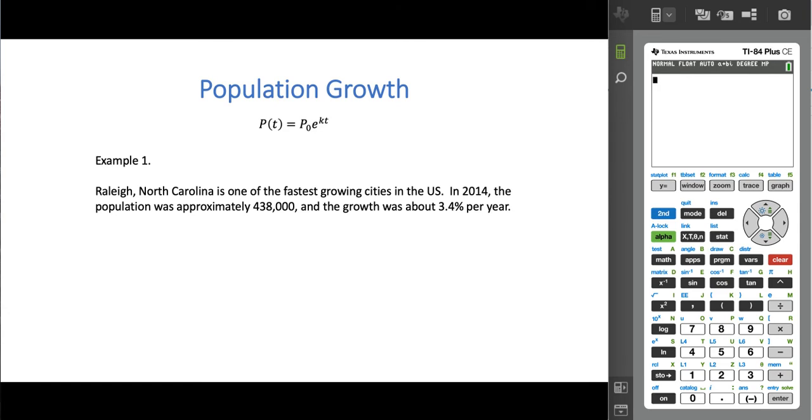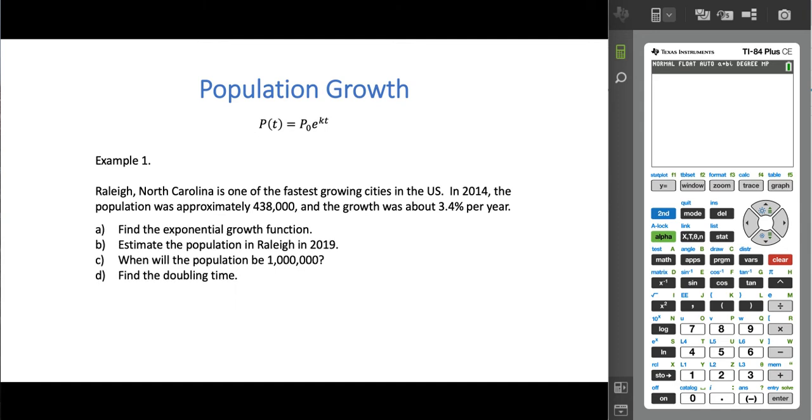Okay, so let's look at a specific example. In our first example, Raleigh, North Carolina is one of the fastest growing cities in the U.S. In 2014, the population was approximately 438,000 people, and the growth was about 3.4% per year. We want to answer these questions. We want to find the exponential growth function. We want to estimate the population in Raleigh in 2019. We want to know when the population will be 1,000,000. And we want to find the doubling time. We're going to go through this one question at a time.